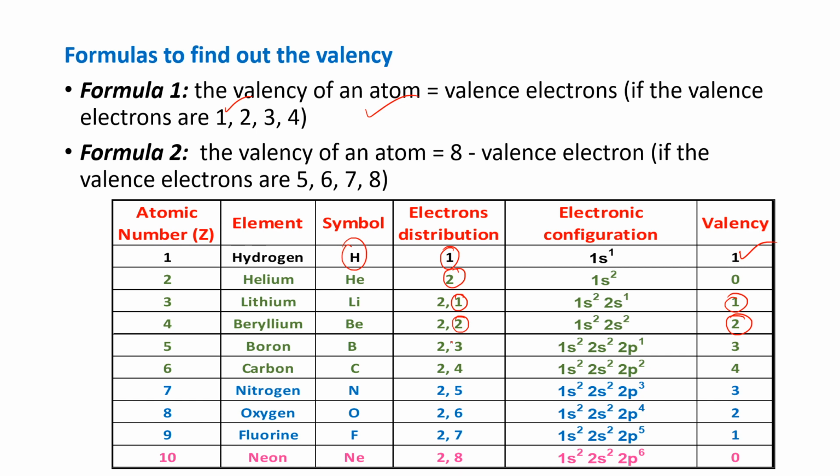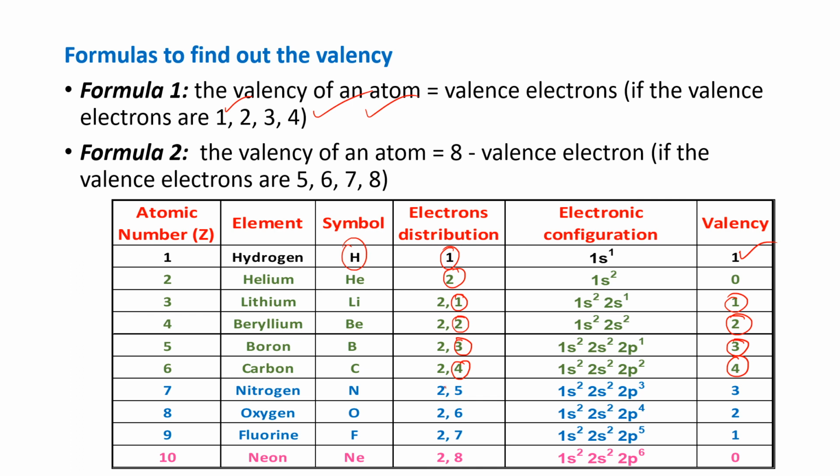Okay, now move to the boron, the third, 3 valence electrons. If the valence electrons are 3, its valency is also 3. So now move to the carbon, valence electrons are 4, so valency is also 4 according to this formula. So now the formula is satisfied for these atoms. So now move to the next, the second formula.